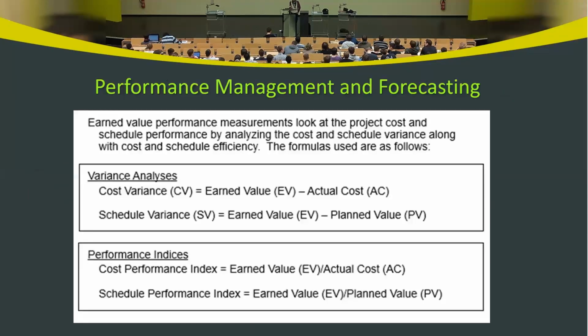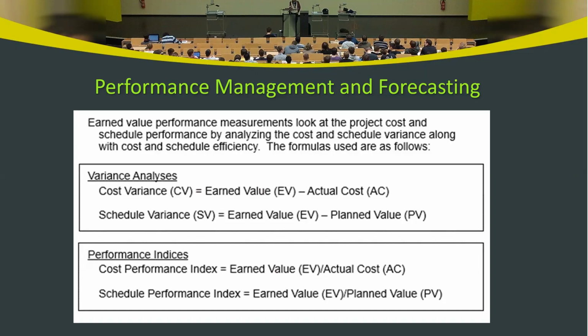So let's look at this in detail. Performance management and forecasting: we have two different things to find out, variances and indices. Cost variance: the formula is earned value minus actual cost. Schedule variance: the formula is earned value minus planned value. Cost performance index is earned value divided by actual cost. Schedule performance index is earned value divided by planned value.